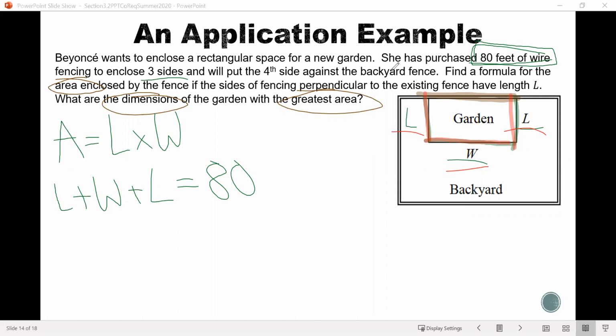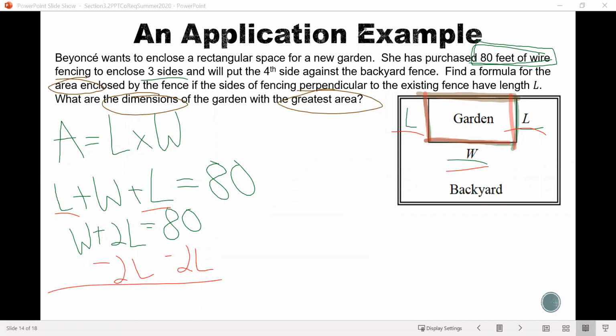We can combine some like terms here. So we have W plus, and then the L and the L together make 2L. Okay, that equals 80. We can then solve for W by subtracting 2L on both sides. When we do that, we end up with W equals 80 minus 2L.